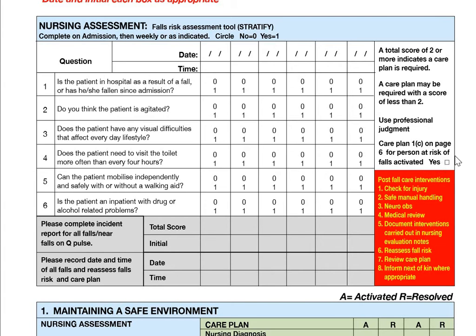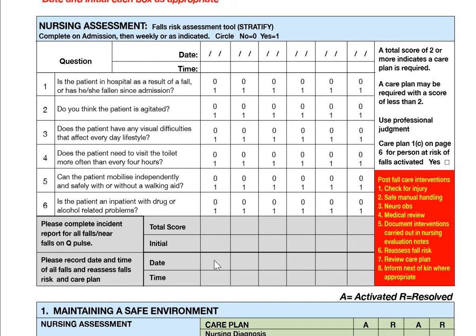Okay. So if a patient does have a fall, there is a list of post-fall care interventions. Okay. So 1, check for injury. 2, safe manual handling. 3, neuro obs. 4, medical review. 5, document interventions carried out in nursing evaluation notes. 6, reassess falls risk. 7, review care plan. And 8, inform next of kin where appropriate. Also, please record all falls or near falls on Q-Pulse, and also record the date and time of all falls and reassess falls risk and care plan.